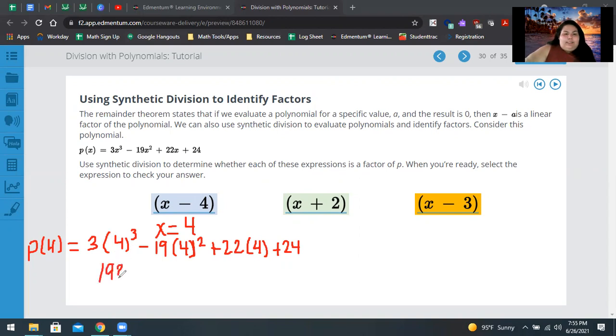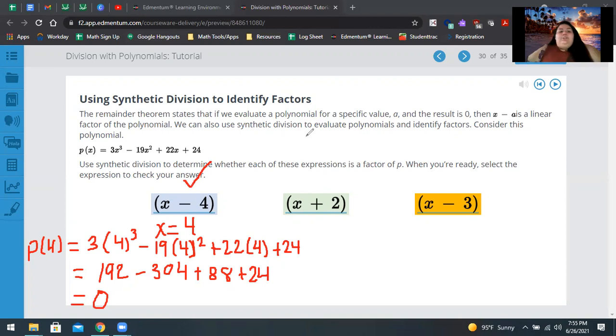And again, you can go ahead and use a scientific calculator to help you out. Then we have 4 squared, which is 16, times that negative 19. We get negative 304. 22 times 4 is 88. And then we have this plus 24. So if we apply this, 192 minus 304 plus 88 plus 24, we get 0. This means x minus 4 is a factor.